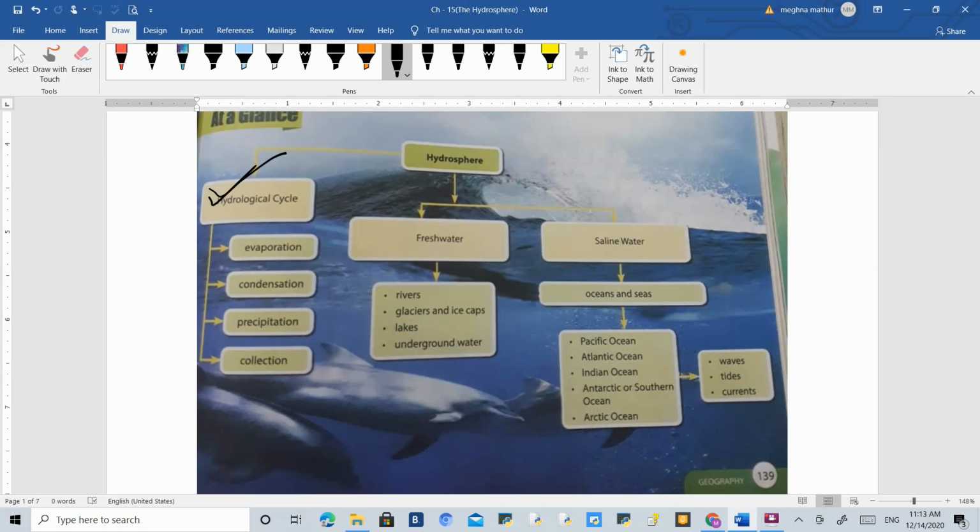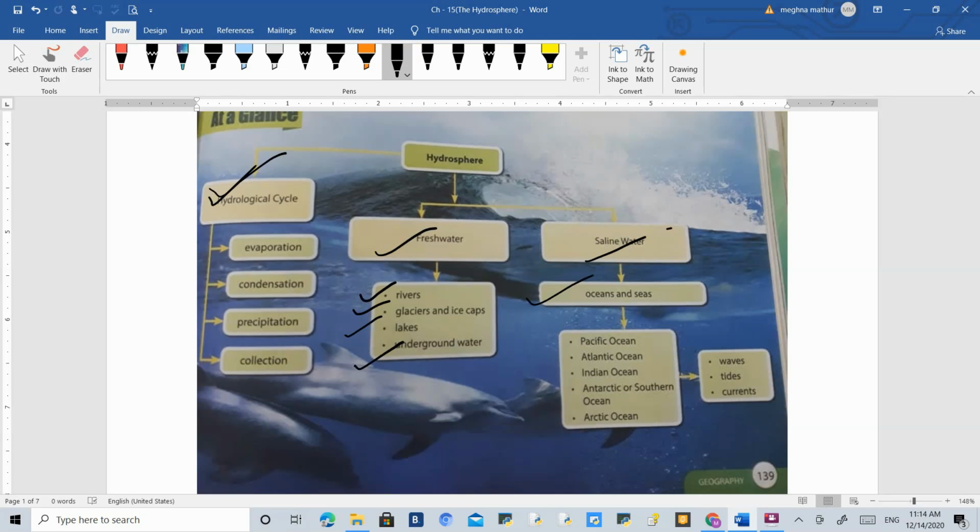Then in the hydrosphere, we have two kinds of water, fresh water and saline water. Saline water is one in which the content of dissolved minerals is very high, but in fresh water it is very less, and it is available and consumable for human beings also. Now fresh water is present in the form of rivers, glaciers, lakes, and underground water. So these are the sources of fresh water, and we have some sources of saline water also, which is very much, which we get from the oceans and seas.